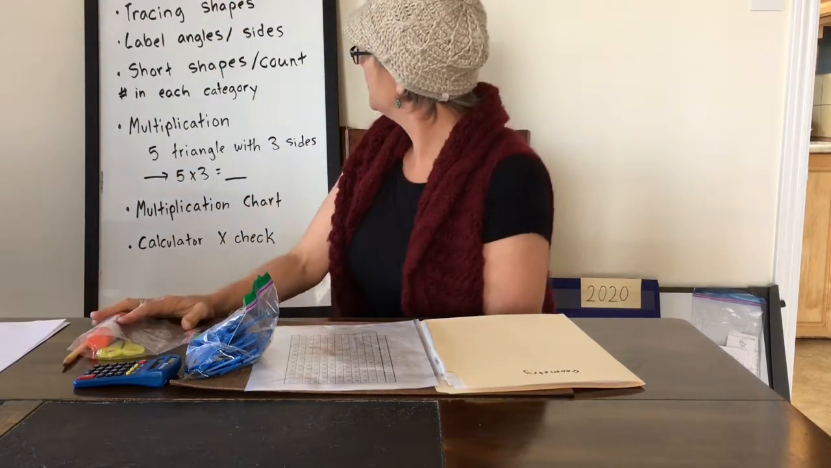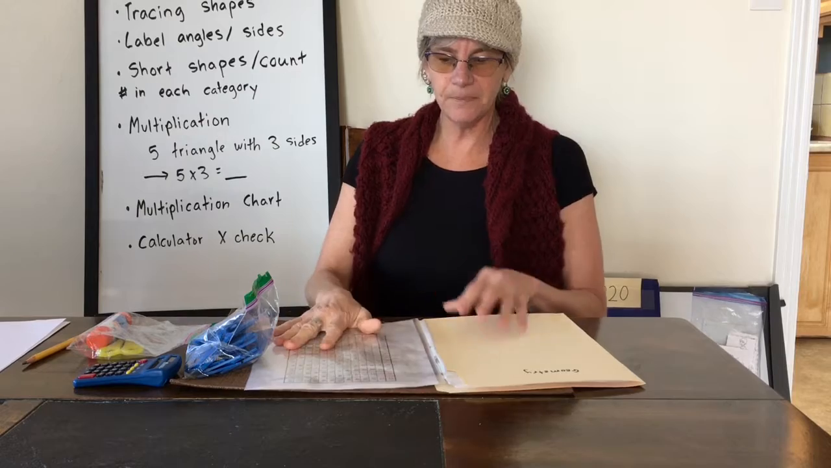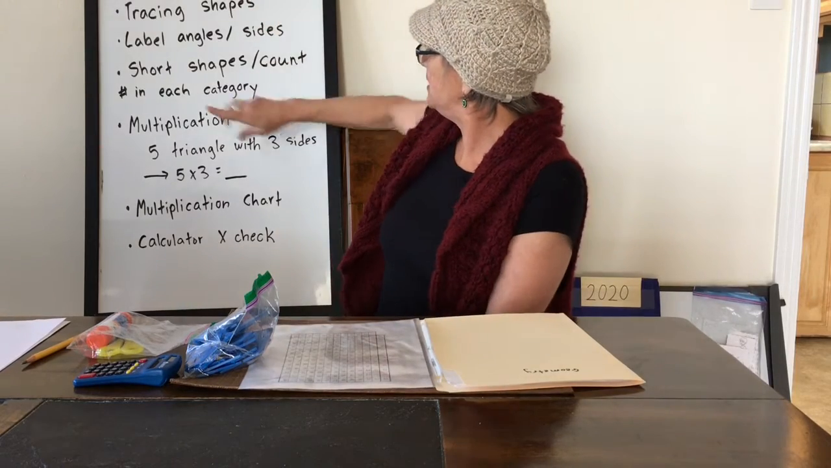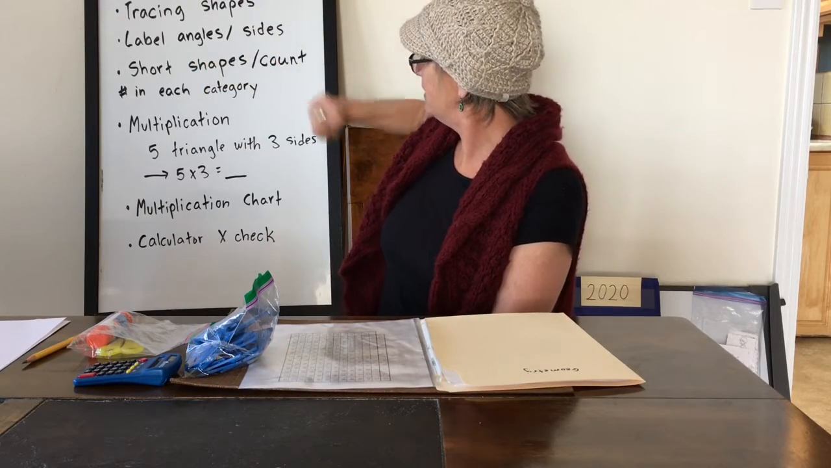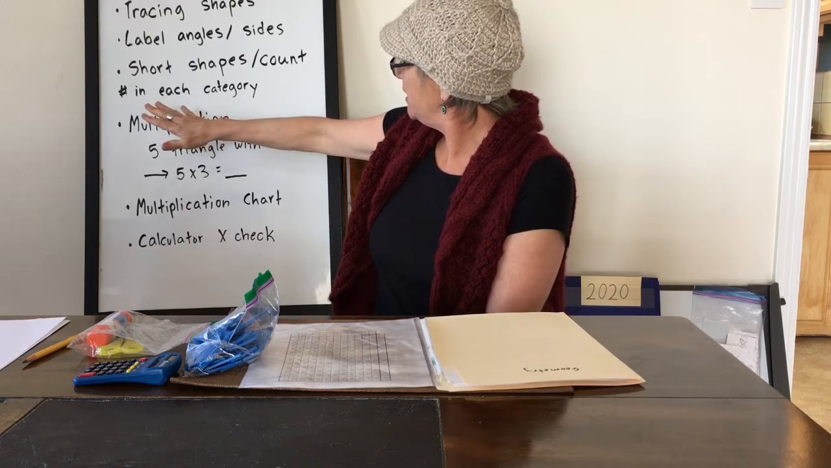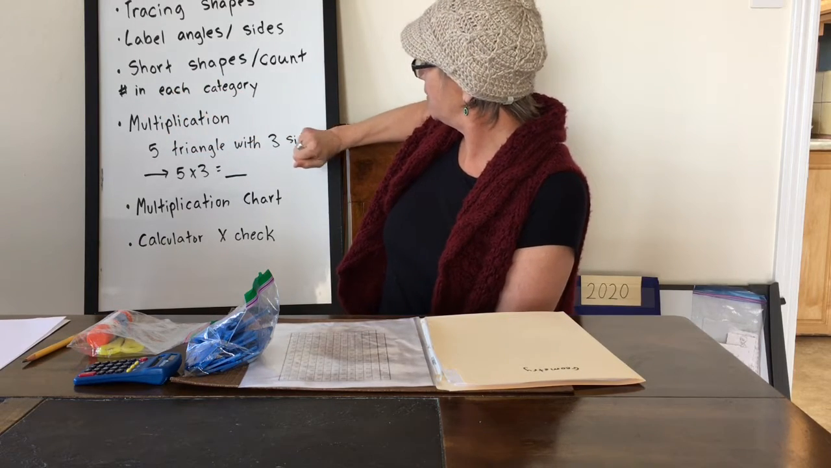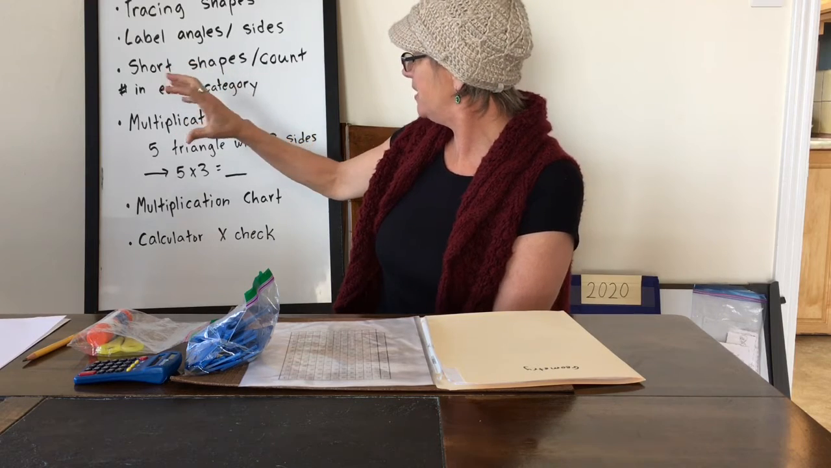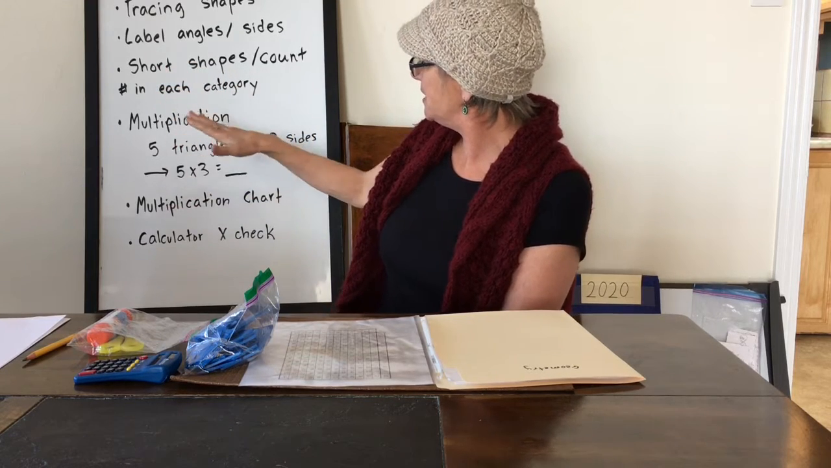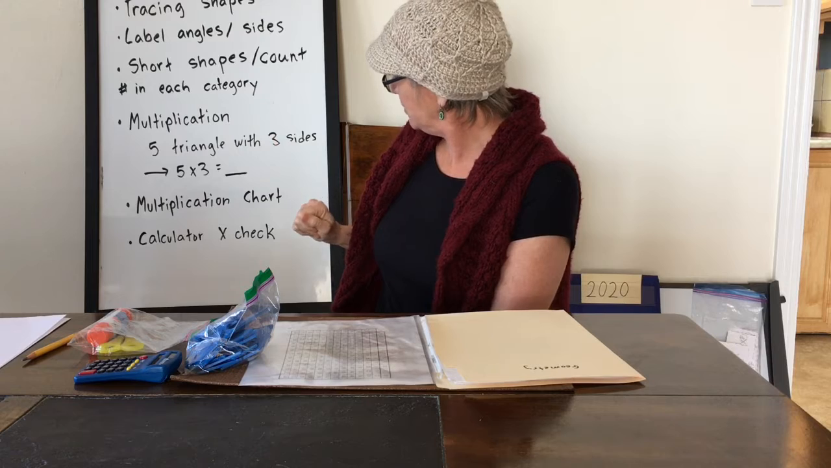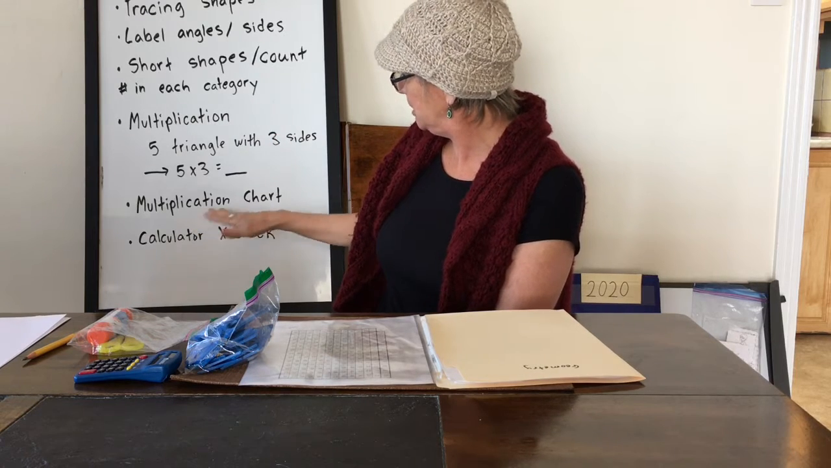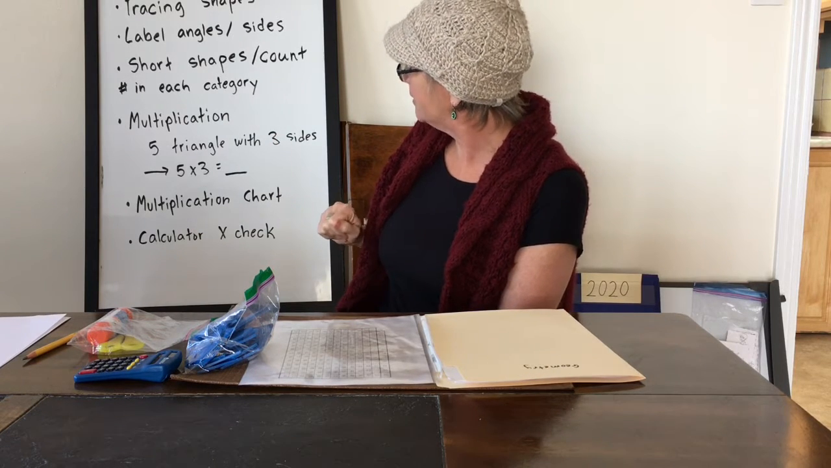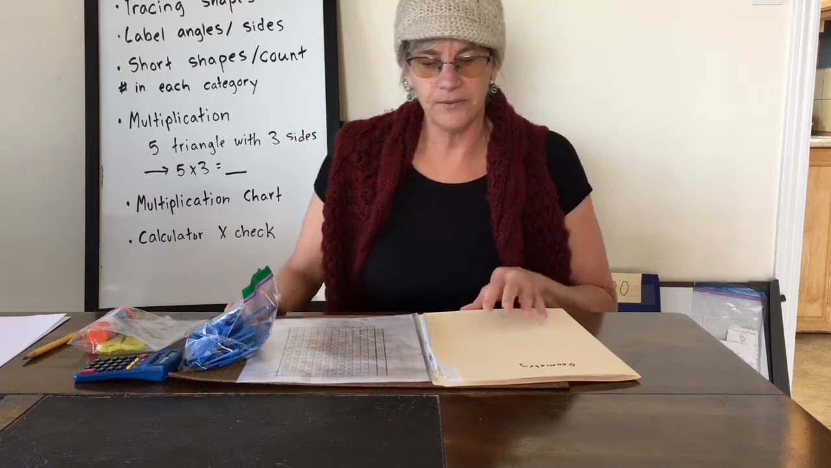All right, so here's what we're going to do first. We're going to be tracing our shapes. We're going to be labeling the angles and sides. We're going to be sorting our shapes into categories by the number of sides for each shape. We're going to be doing some multiplication, and we're going to be checking our multiplication with our multiplication chart and our calculator. So let's start with the first step.